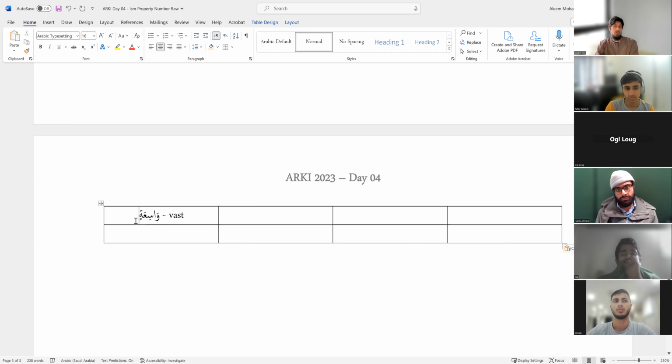You guys tell me, what are the properties here? What's the definiteness? What's the gender? What's the status? Like for definiteness, put like D or ID. For gender, put M or F. And then for status, put R, J, or N.